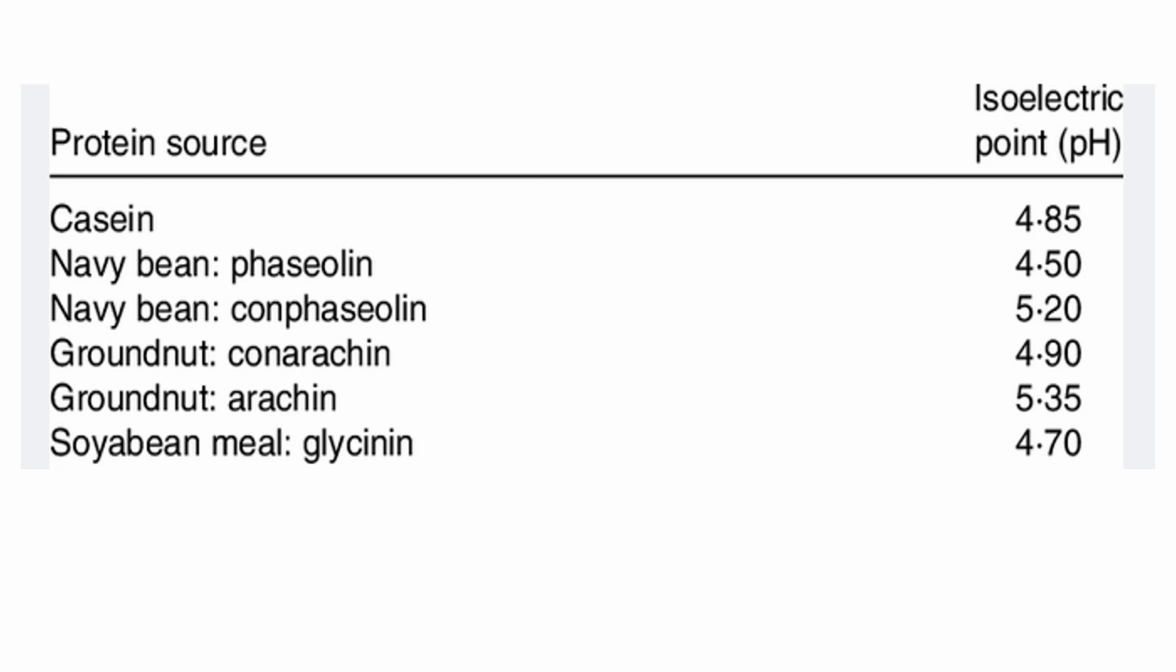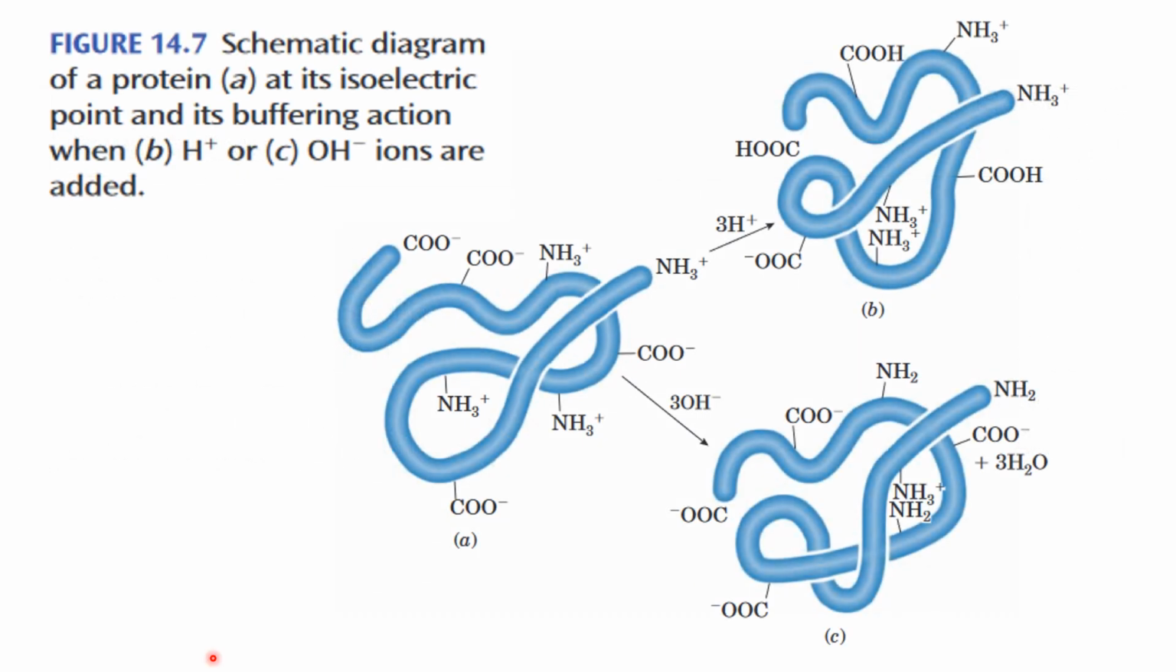The isoelectric point of a protein occurs at the pH at which there are an equal number of positive and negative charges. This is the point where the protein has no net charge. Here is a schematic diagram of a protein at its isoelectric point, at acidic condition, and at basic condition.